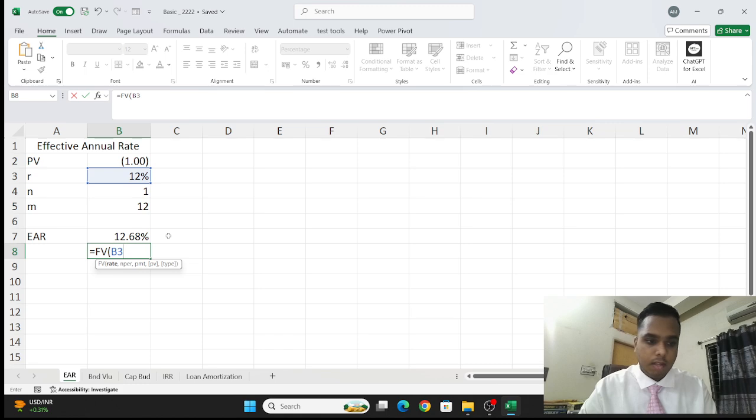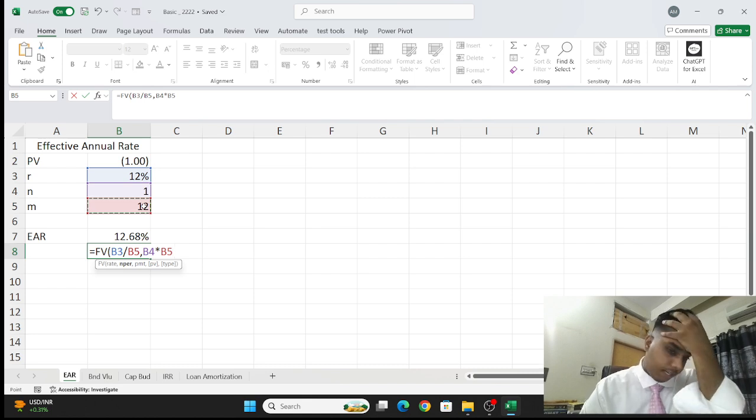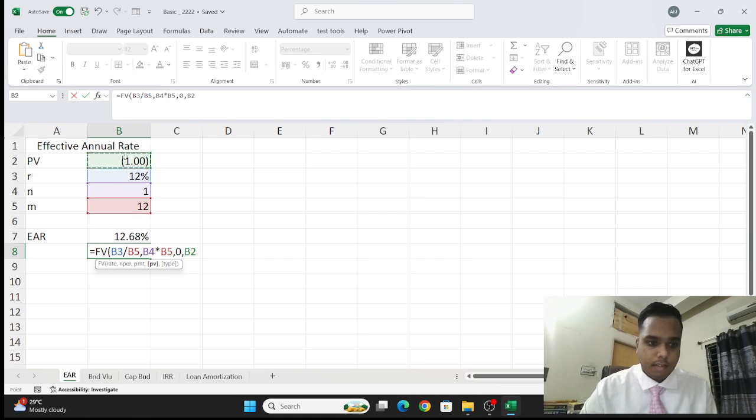I have already discussed this in my previous video. We have to divide the rate by M. So B3 divided by B5, comma, and we have to multiply N with M, meaning B4 multiplied with B5, comma, PMT. Here PMT is 0, comma, PV. PV is given here, comma, type 0.